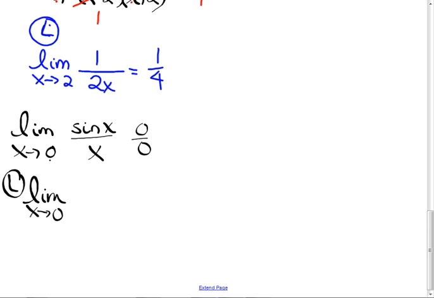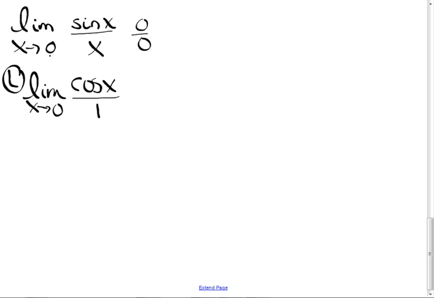Okay, what's the derivative of the sine function? Cosine. And the derivative of x is 1. What's the cosine of 0? 1. Sure enough, that worked. Works really nicely.